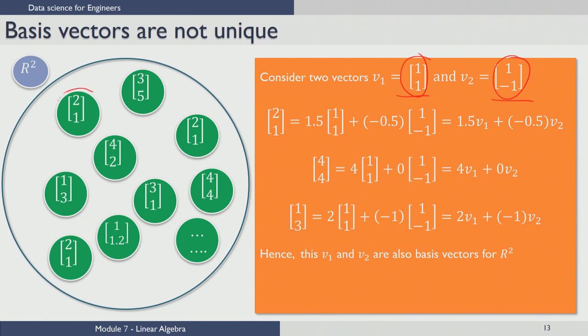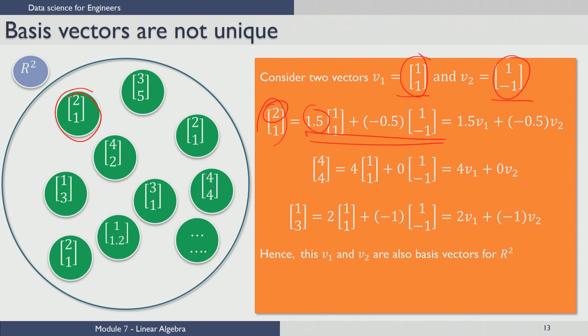So, remember we represented 2 1 in the previous case as 2 times 1 0 plus 1 times 0 1. Now, let us see whether I can represent this 2 1 as a linear combination of 1 1 and 1 minus 1. So, if you look at this, this is the linear combination. Notice, however, because of the way I have chosen these vectors, these numbers are not the same as this. So, in the previous case when we used 1 0 and 0 1, we said this can be written as 2 times 1 0 plus 1 times 0 1. However, the numbers have changed now. Nonetheless, I can write this as a linear combination of these two basis vectors.